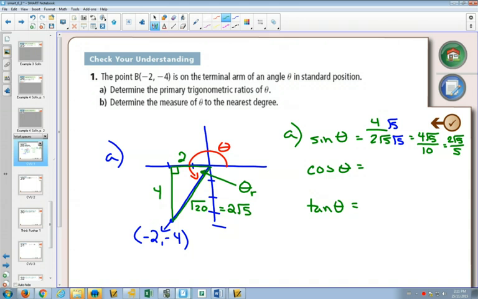Cos of theta. What's the ratio for cos of theta? It's the adjacent side over the hypotenuse. And if you rationalize the denominator by multiplying by root 5 over root 5, you're going to get 2 root 5 over 10, which simplifies to root 5 over 5. And finally, tan. Tan is the opposite over the adjacent.